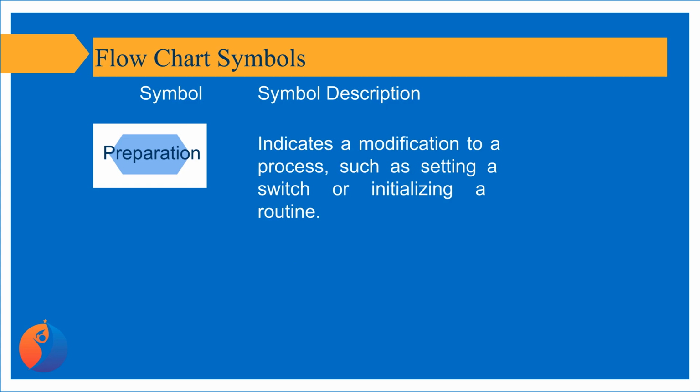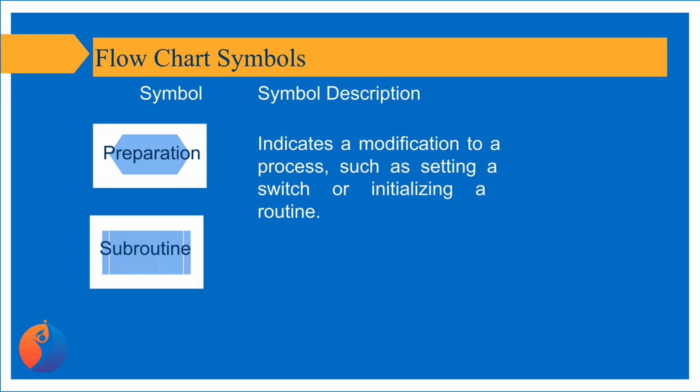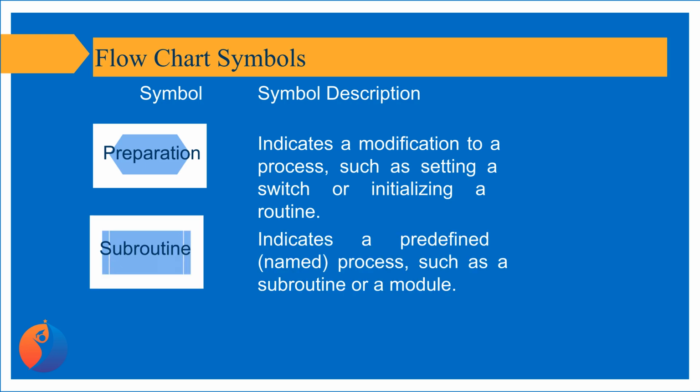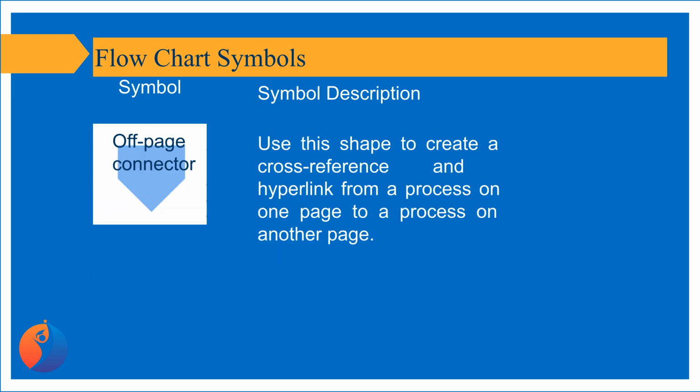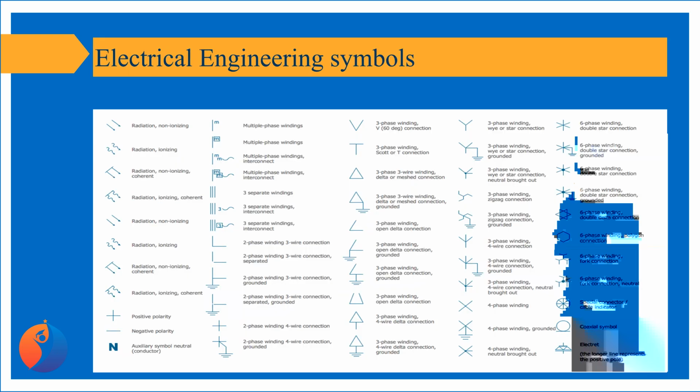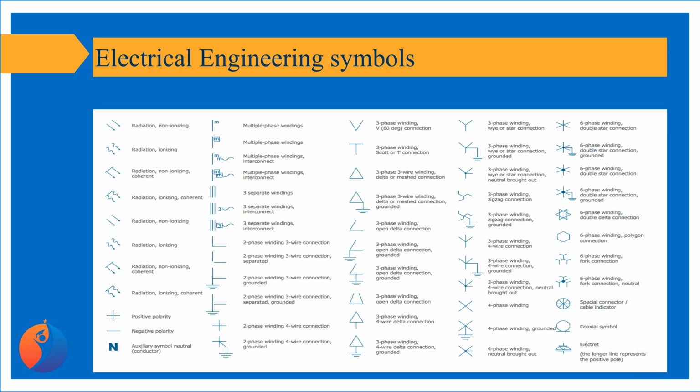Preparation. Indicates a modification to a process, such as setting a switch or initializing a routine. Subroutine. Indicates a predefined, named process, such as a subroutine or a module. Off-page connector. Use this shape to create a cross-reference and hyperlink from a process on one page to a process on another page. There are some other symbols used for electrical engineering.